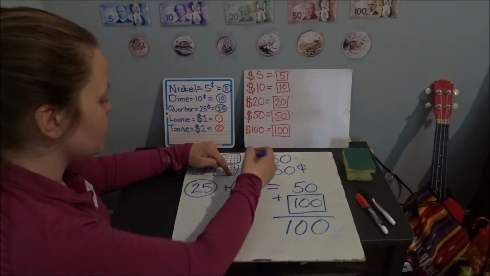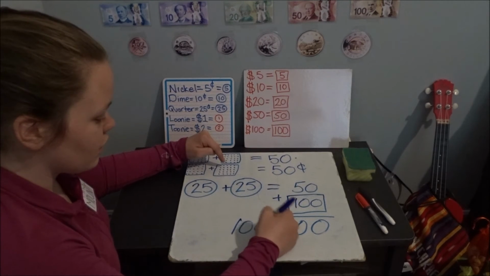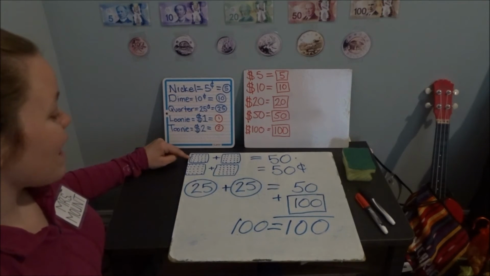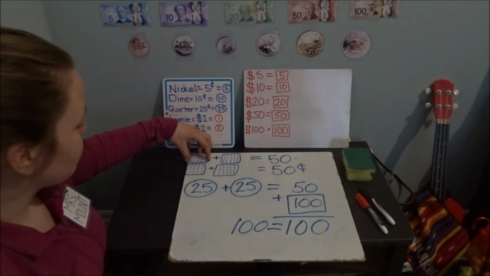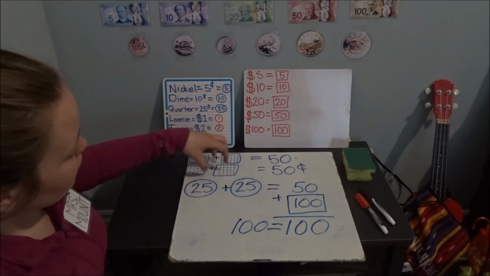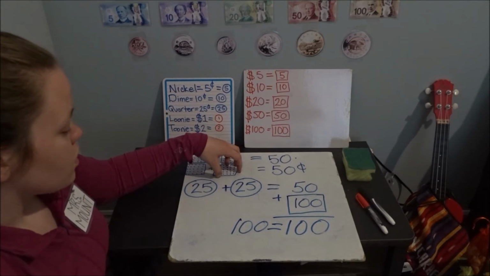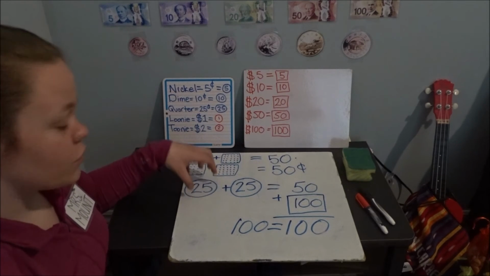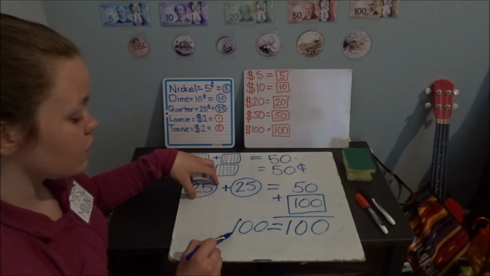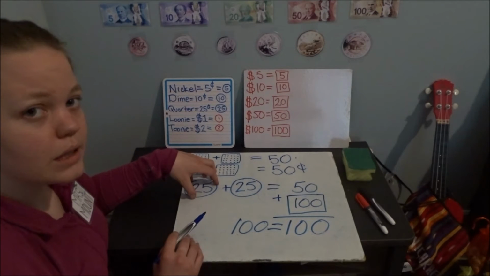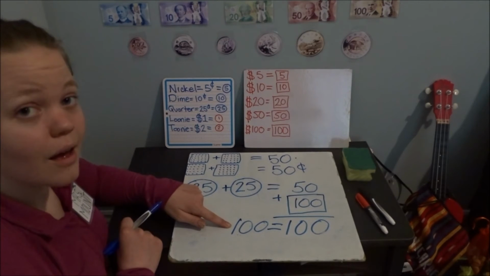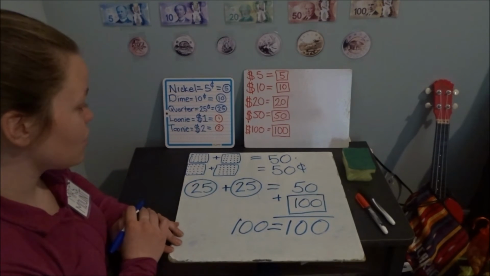Wow! Friends! Look at what we ended up with! We found our number. So we know that we actually need one group of 25, two groups of 25, three groups of 25, and four groups of 25. So we need 4 groups of 25 cents to equal a loonie, or to equal 100. So that means that we need 4 quarters to equal a loonie. Whoa! That is so cool.